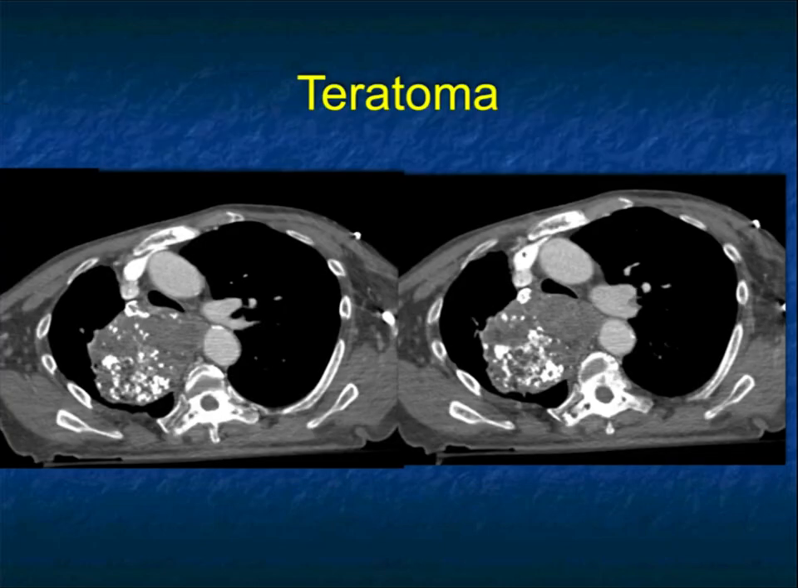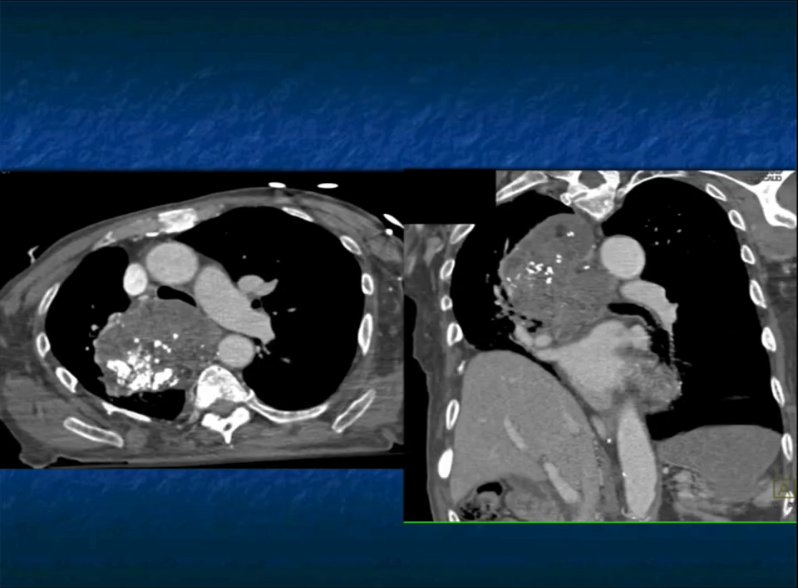Other lesions, this is more in the middle mediastinum, pushing toward the anterior mediastinum, but very coarse calcifications. This was also a teratoma. I think lesions with coarse calcifications, you've got to really be thinking of teratoma. Lymphoma, post-therapy, can have calcifications. Infectious etiologies can have calcifications.